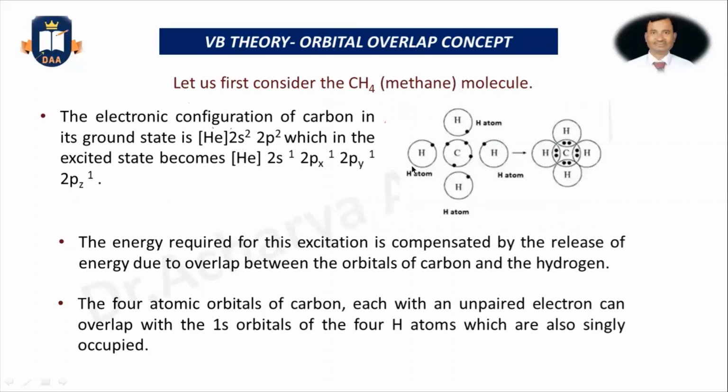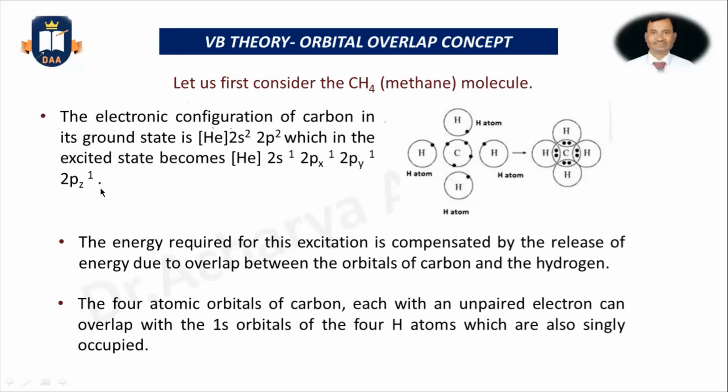This is the methane molecule, and it is formed by one carbon atom and four hydrogen atoms. Carbon in its ground state has the outer atomic orbital electronic configuration 2s2 2p2, and when it is excited, the outer shell electron configuration is 2s1 2px1 2py1 2pz1.